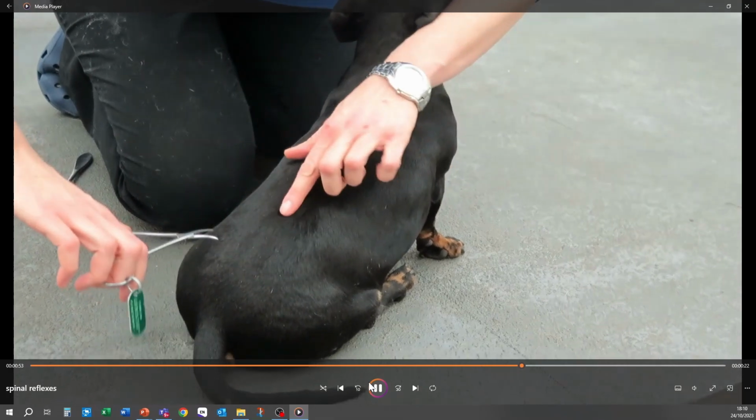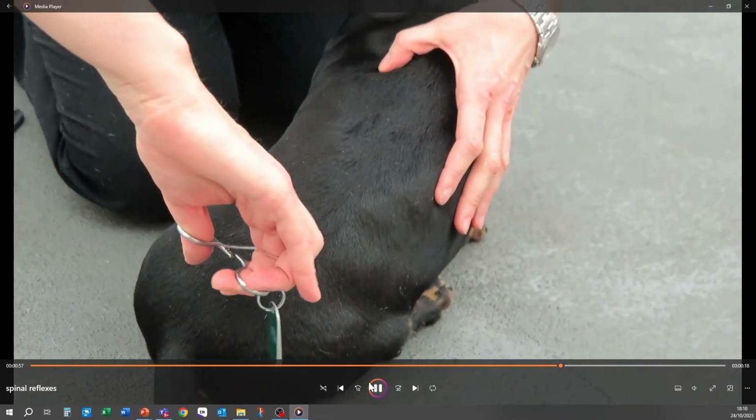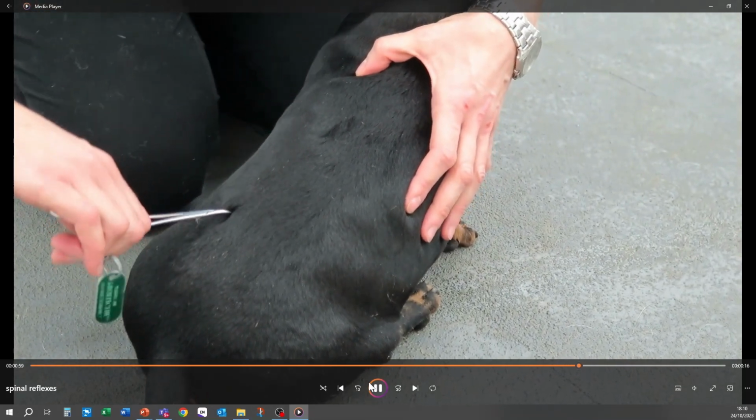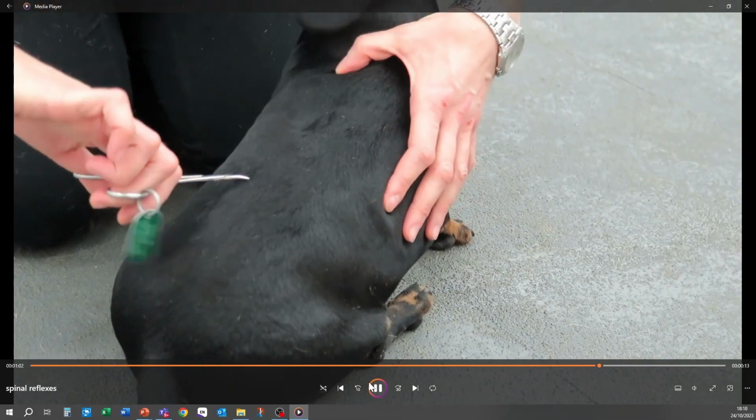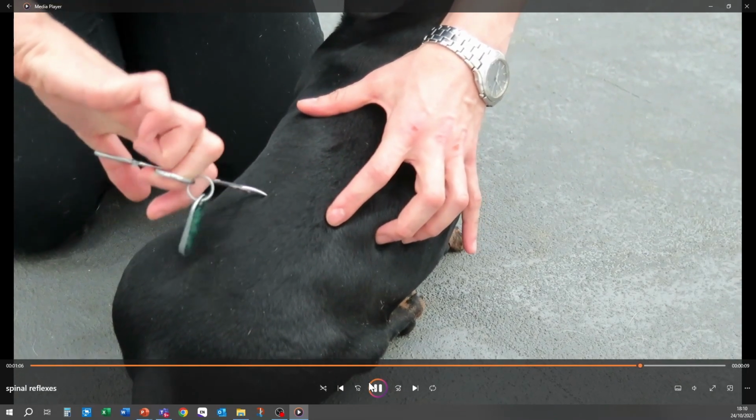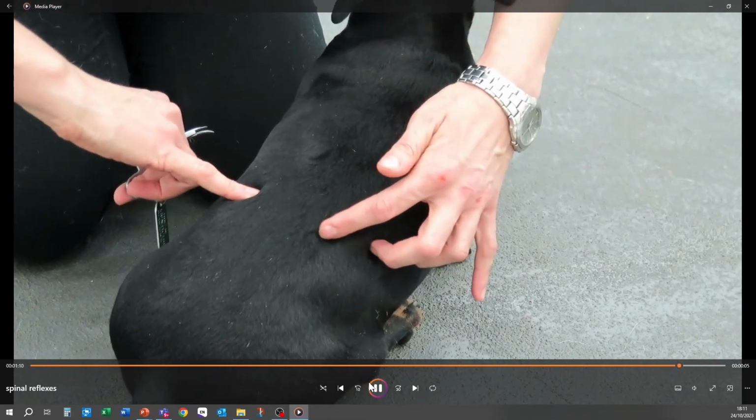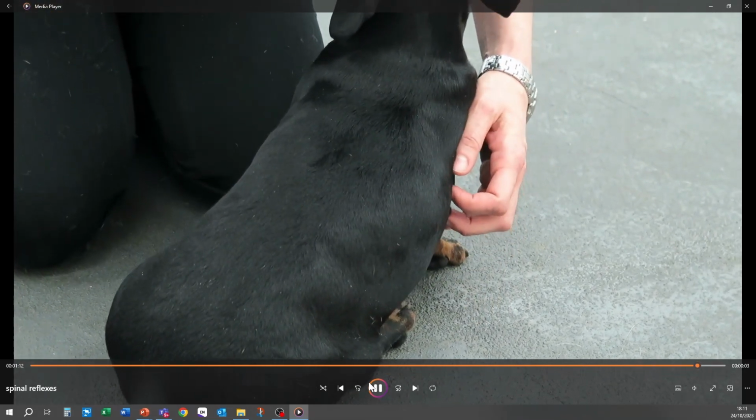And then we're coming on to do the panniculus. We're going to be discussing this in more detail in a subsequent slide, but I'm including it here because it is one of the segmental spinal reflexes you should be assessing. And we can see there that we have a panniculus and it was absent more caudally.